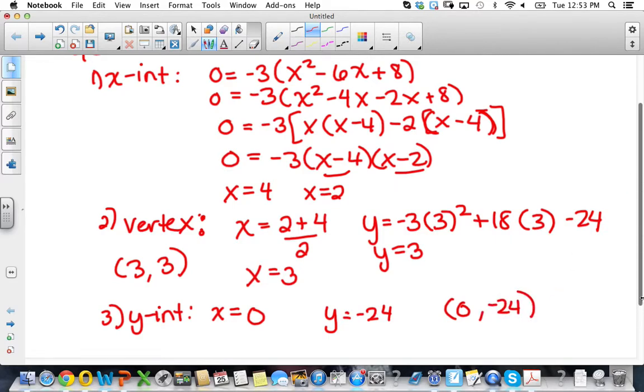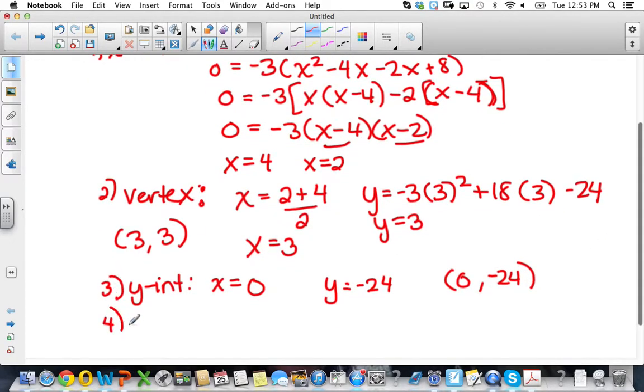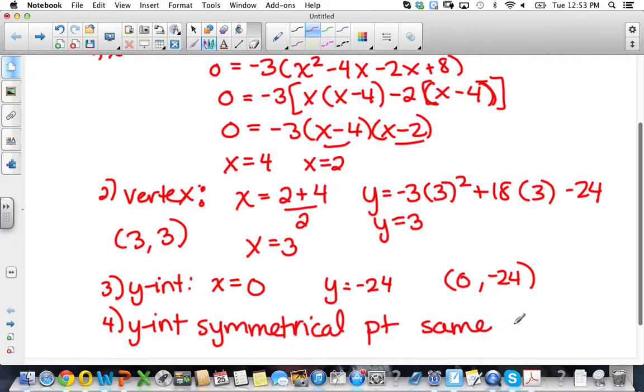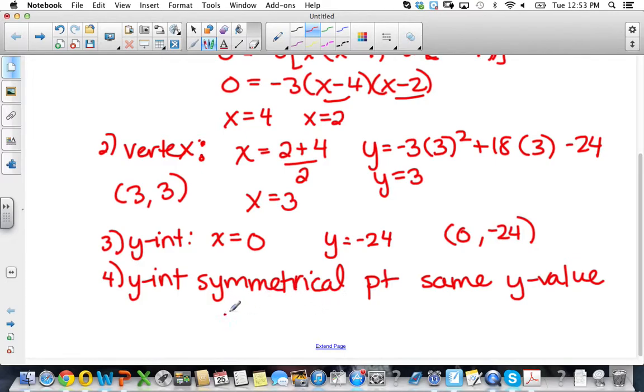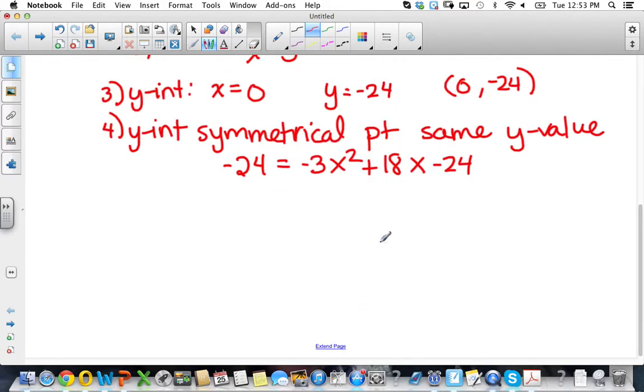Now we're going to find its symmetrical point. Well, its symmetrical point will have the same height, which is negative 24. So the same y value of negative 24. So I'm going to find the y-intercept's symmetrical point, and that's with the same y value. So again, we're going to use the original function. I'm going to make the y value negative 24, and I have negative 3x squared plus 18x minus 24. And I'm going to solve for x. I already know one of the values of x is equal to 0.